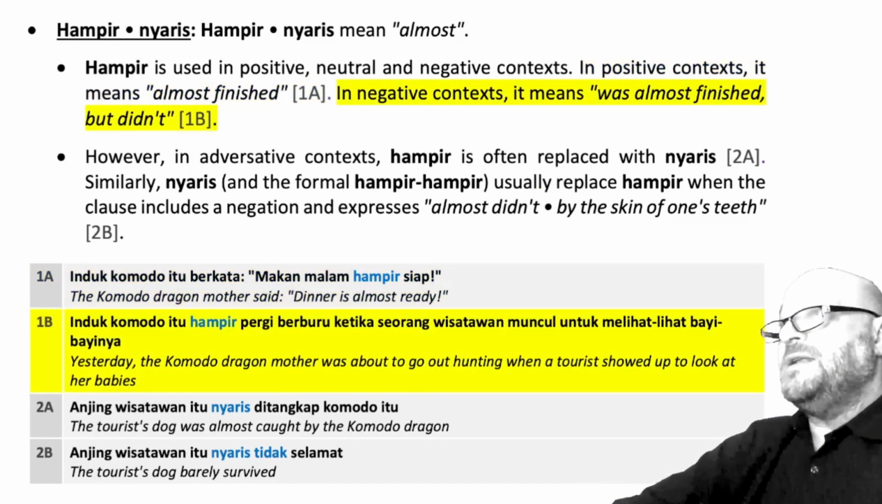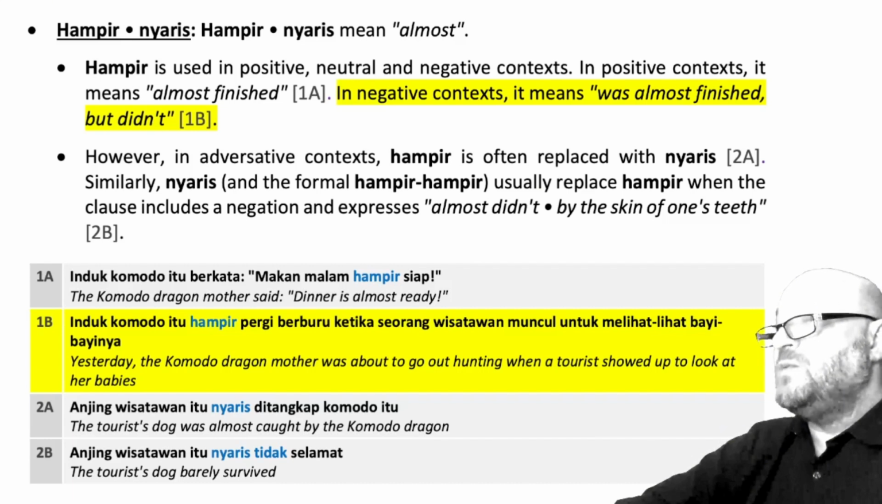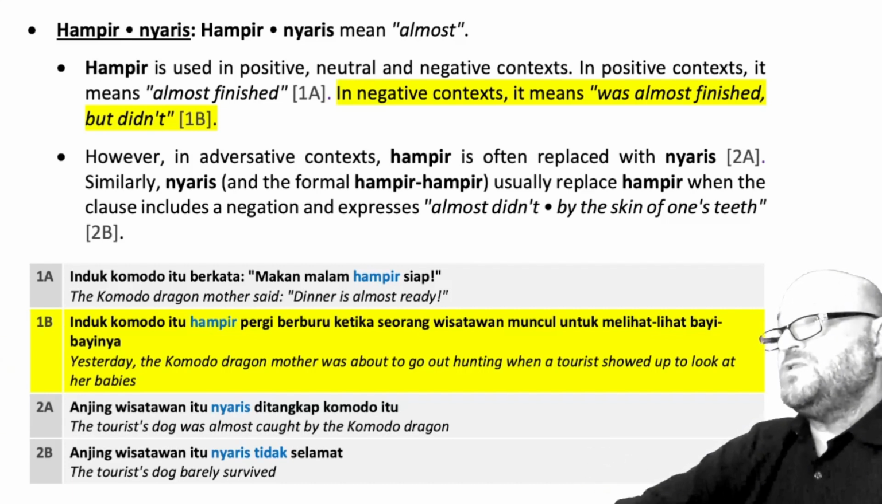In negative context, it means was almost finished but didn't. Example 1b, Induk Komodo itu hampir pergi berburu ketika seorang wisatawan muncul untuk melihat bayi-bayinya. Yesterday, the Komodo dragon mother was almost going out hunting when a tourist showed up to look at her babies.